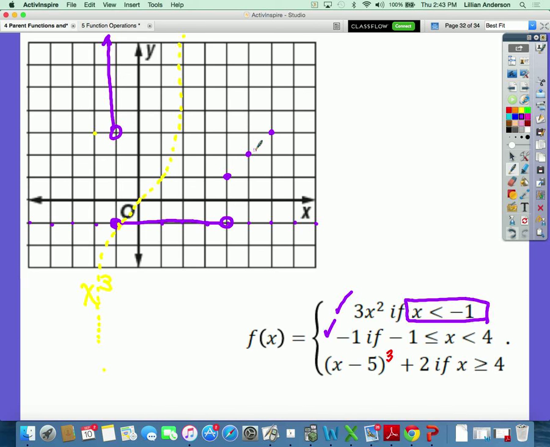But I need to make this look like a cubic. I only want everything that is greater than or equal to 4. So it's a closed circle here. And then I make my cubic after that. There you go. There's this piecewise function.